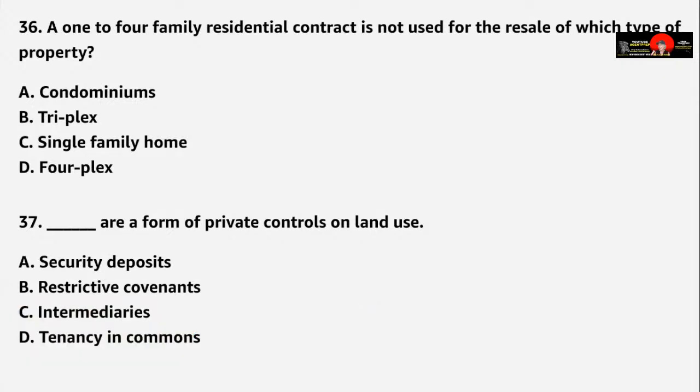A 1 to 4 family residential contract is not used for the resale of which type of property? A, condominium. B, triplex. C, single family home. Or D, fourplex. So remember, there's different contracts for different types of properties. And the 1 to 4 family residential contract, I have a tendency to say it wrong. 1 to 4 family residential contract is not used for which one of the following?